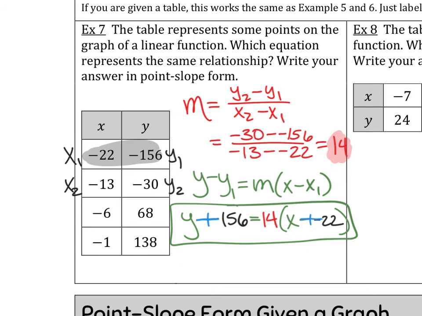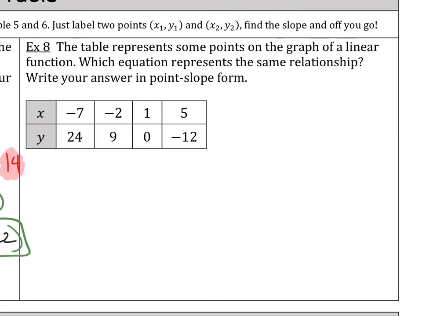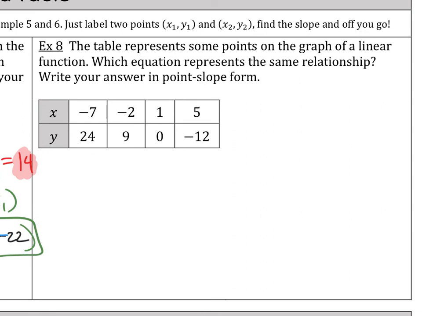Number 8 is for you. Y'all go ahead and give number 8 a try. We still have a table of values. I still want an equation in point slope form. Okay, that should have been enough time to try number 8. So we're writing our answer in point slope form.